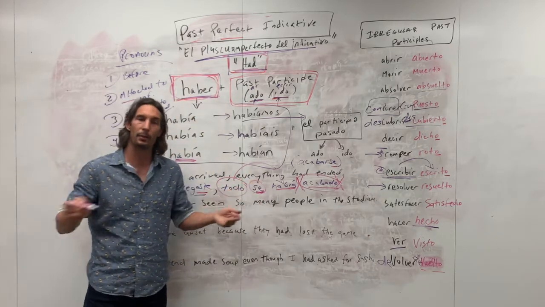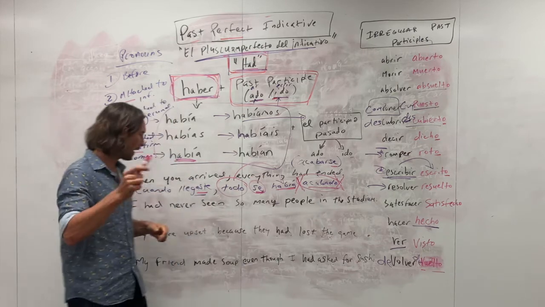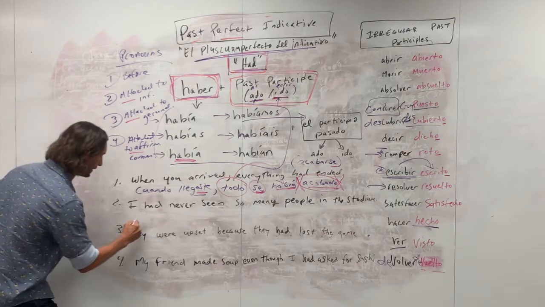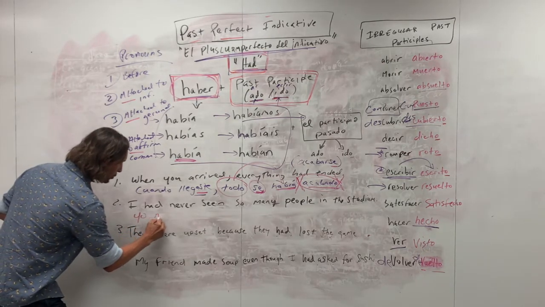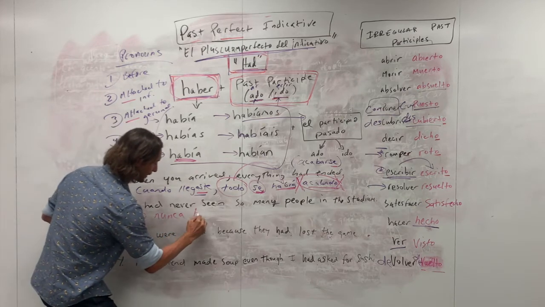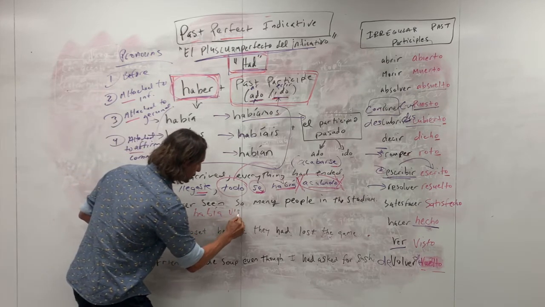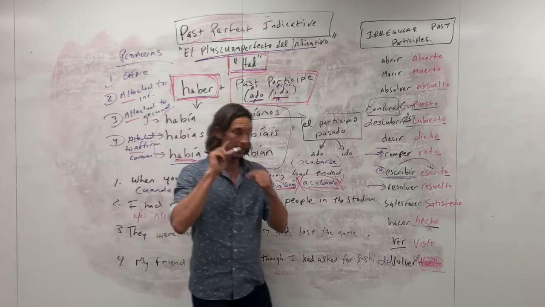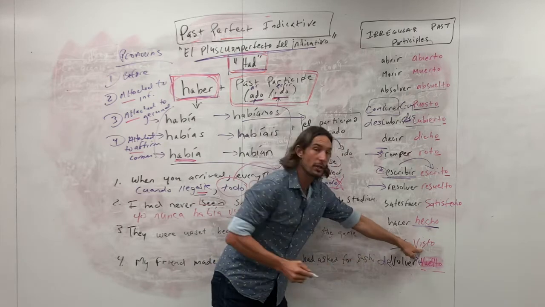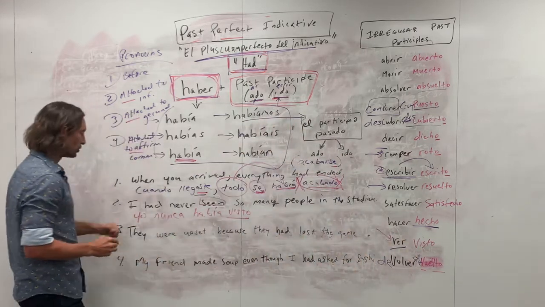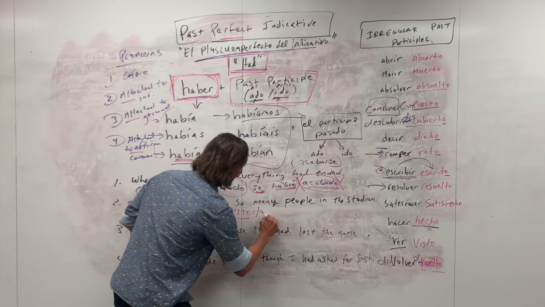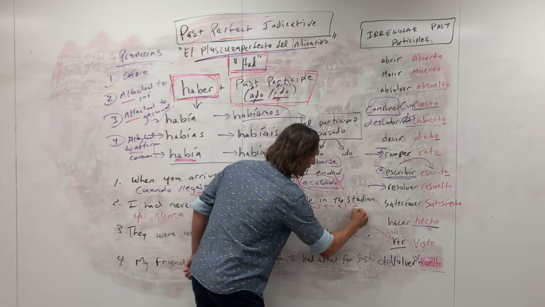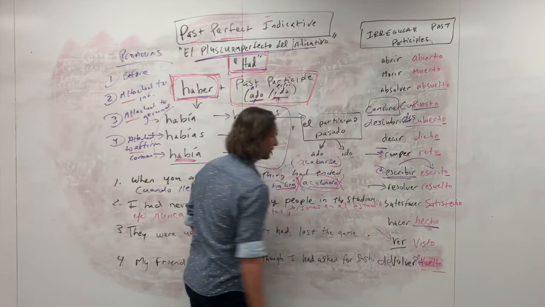Hopefully that was helpful. You can always rewind and watch that explanation again if you need to. I'm going to move on. Number 2, I had never seen so many people in the stadium. Yo nunca había visto. Uh-oh, we got an irregular here. So we have seen, which means to see, ver, right? And so there's our irregular. So, yo nunca había visto tantas personas en el estadio, right?